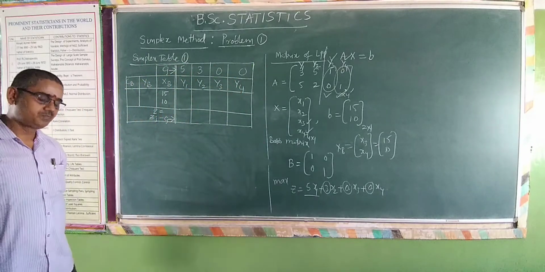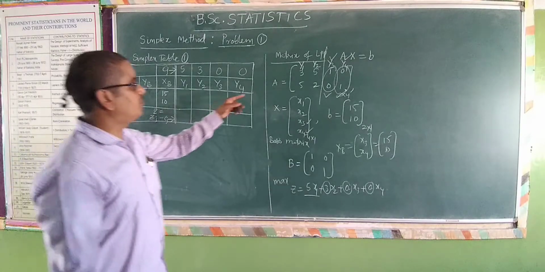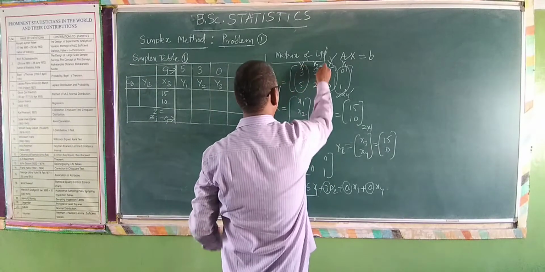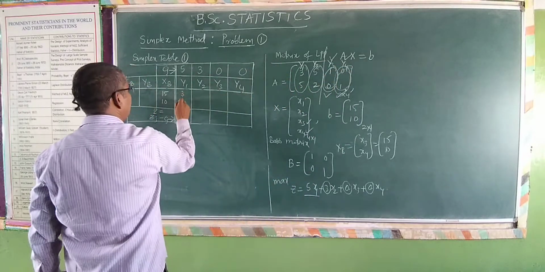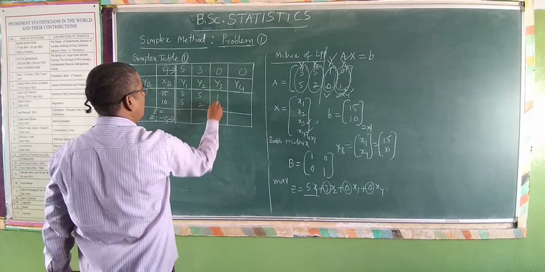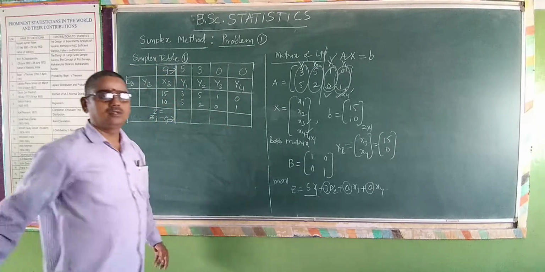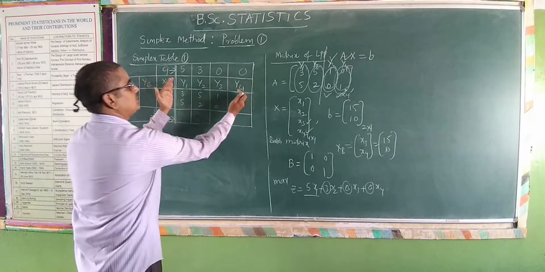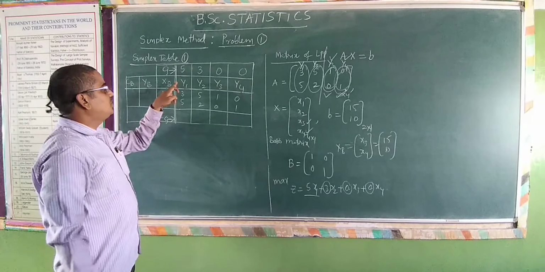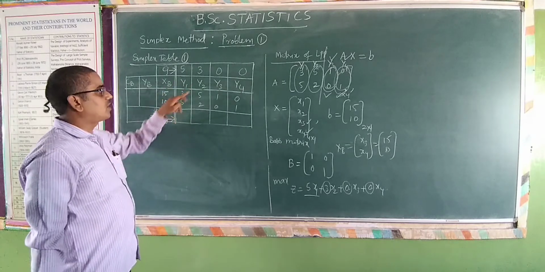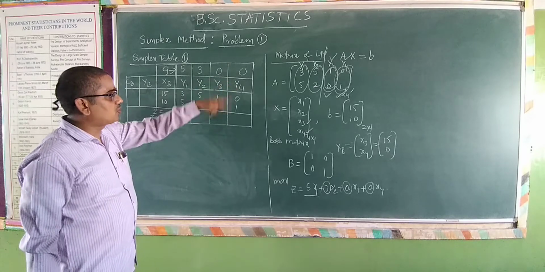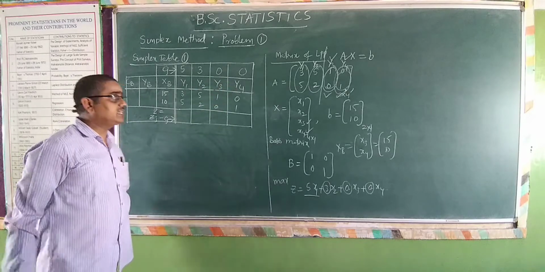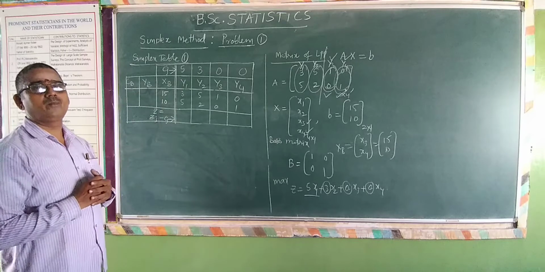What are y1, y2, y3, y4? They are 3, 5; 5, 2; 1, 0; 0, 1. Clear? This is matrix A. Remember, y1 is the coefficient of x1, y2 the coefficient of x2, y3 the coefficient of x3, y4 the coefficient of x4. So this is the first simplex table.